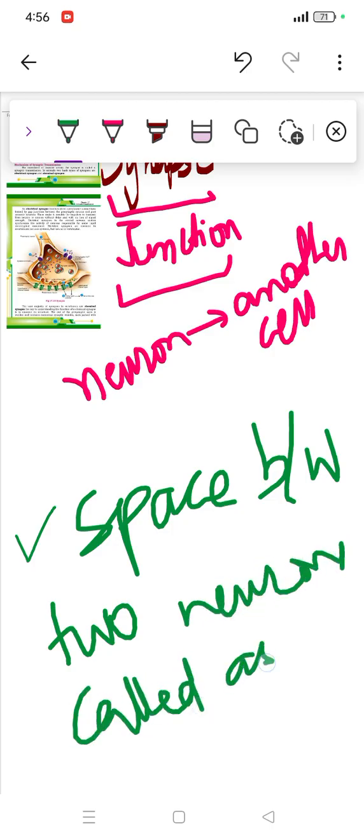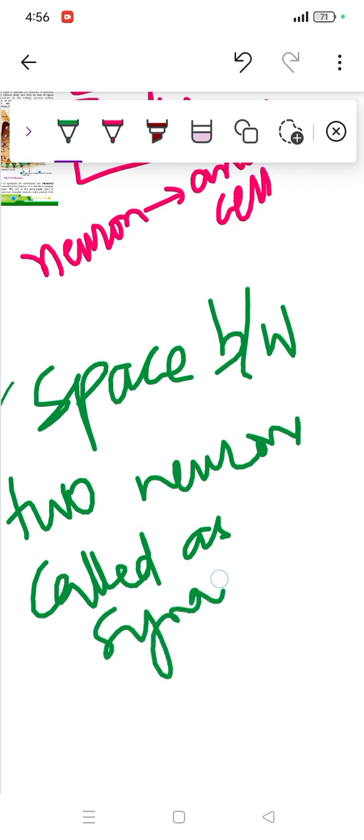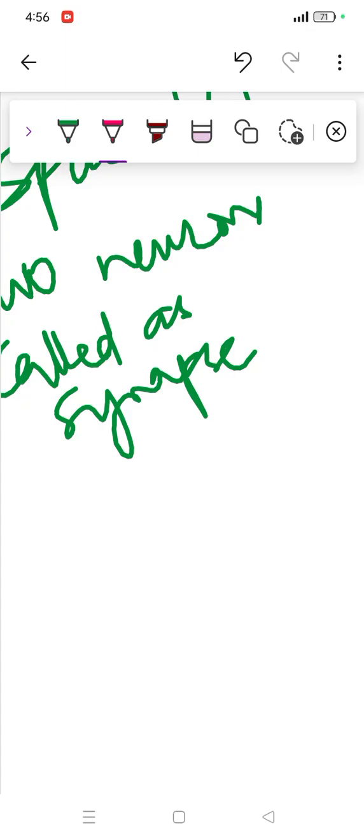And yes, that's the easy definition. You should never forget this definition. If anyone asks you what a synapse is, it is simply the space between two neurons. That's called a synapse. But there's one more thing.